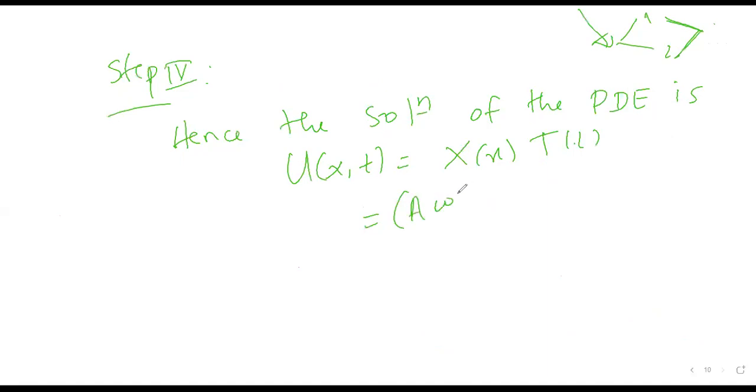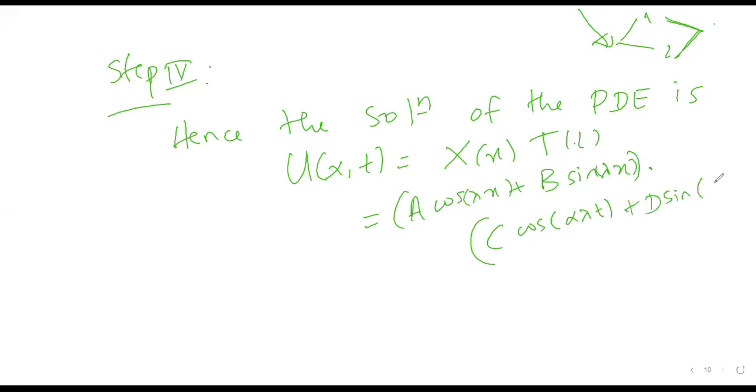So let me use cos lambda x plus b sine lambda x, times C cos alpha lambda t plus d sine alpha lambda t. Don't multiply this out, keep it as it is. Let's say this is our equation number A, capital A.